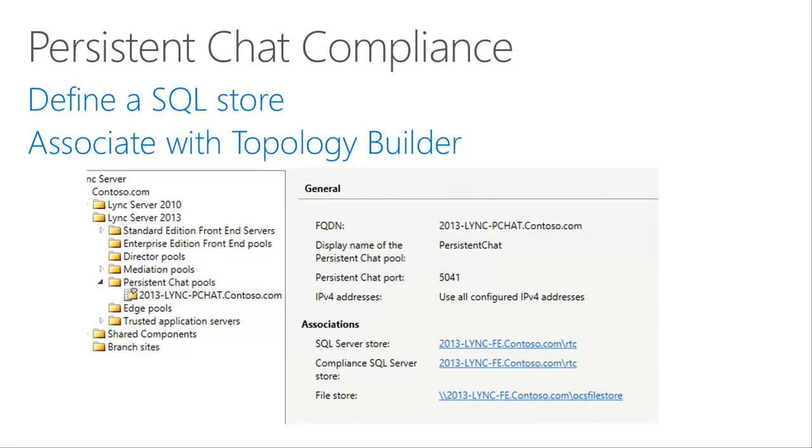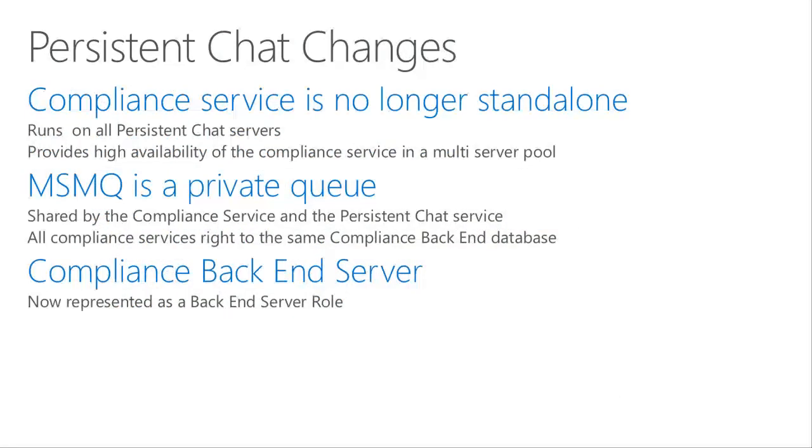So now all we do is go into a persistent chat pool. And I lost the pointer again. We go into the persistent chat pool, and we select a compliant SQL store. And that determines where the messages are archived to. The compliance service is no longer standalone. Each persistent chat server is responsible for doing archiving of the chats it processes. So that means it's resilient, right? Persistent chat server fails, there's nothing for it to archive. The other servers pick up on it.